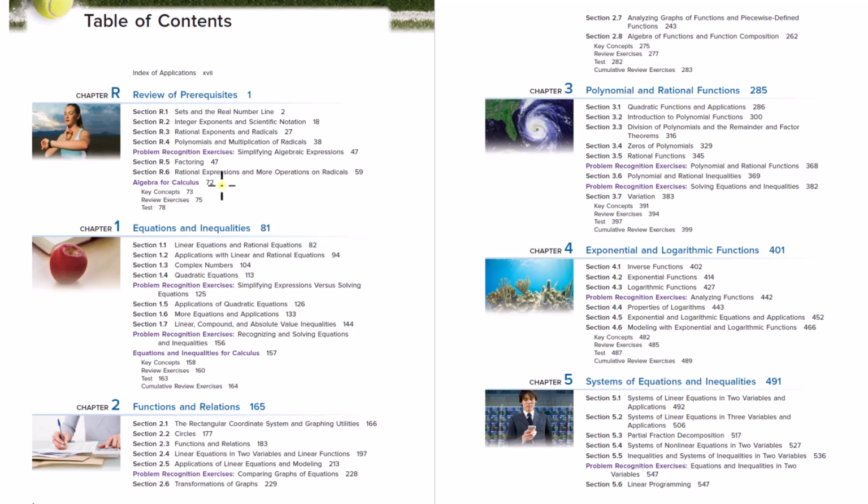We're continuing with the pre-algebra chapter in the algebra textbook. In this video, we're going to go through the fourth section, which is on polynomials and multiplication of radicals.